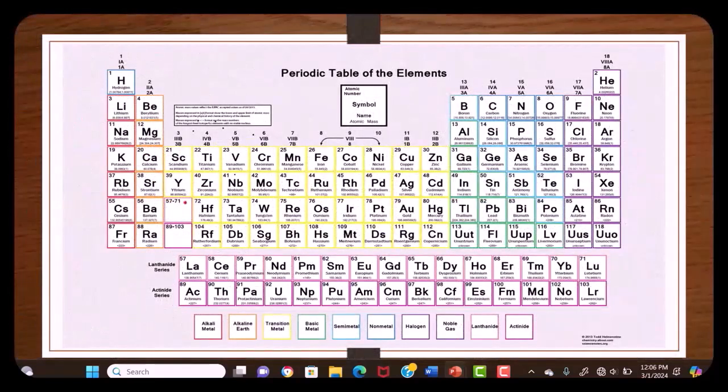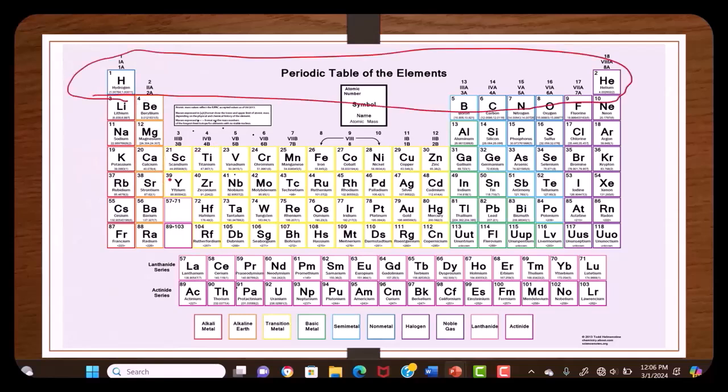We know that the periodic table is set up in rows that go horizontal, and these describe different shells. So the first row would be period 1, it would have 1 shell. Period 2 would have 2 shells, and period 3 would have 3 shells.